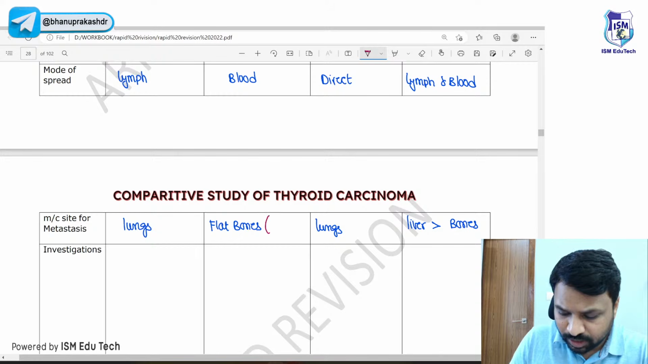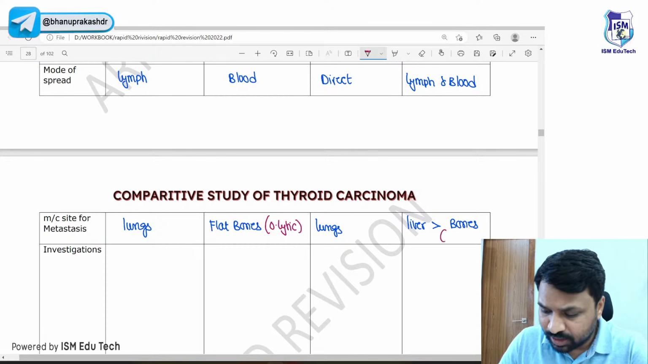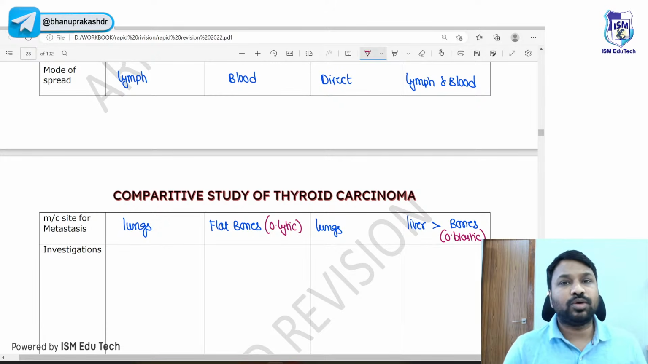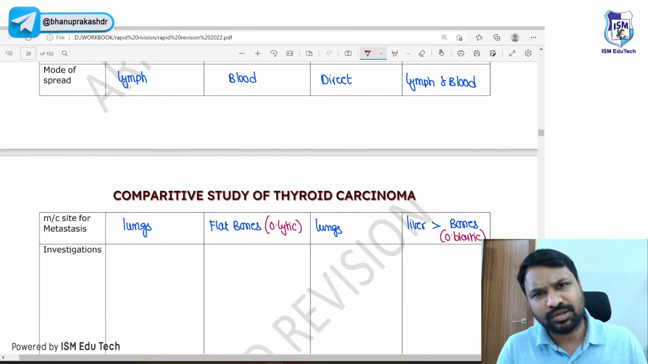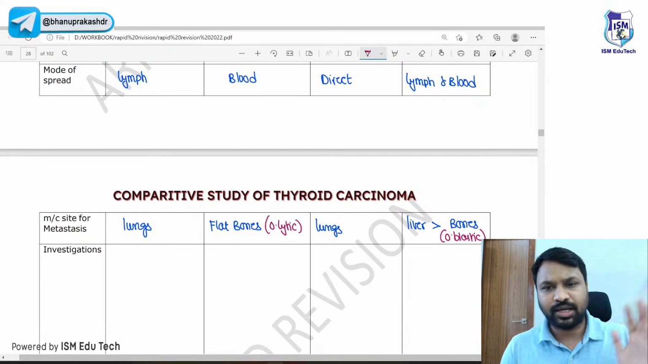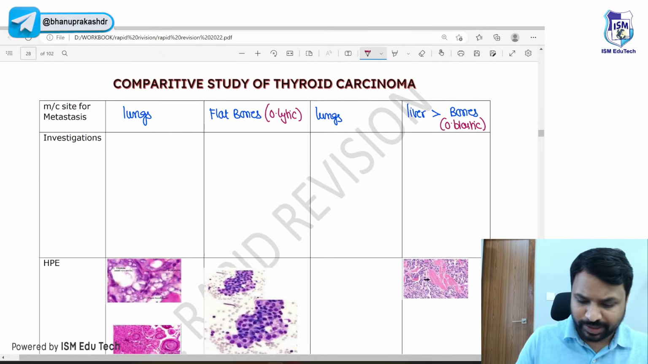In follicular it is osteolytic secondaries. Here it is osteoblastic secondaries. Now if you have a doubt, follicular, does it have lytic, or medullary, if it is having blastic? In simple mnemonic, Sachin Tendulkar, master blaster: master means medullary, blaster means blastic. So medullary will have blastic secondaries. Okay? So that is what you have to remember with respect to this.